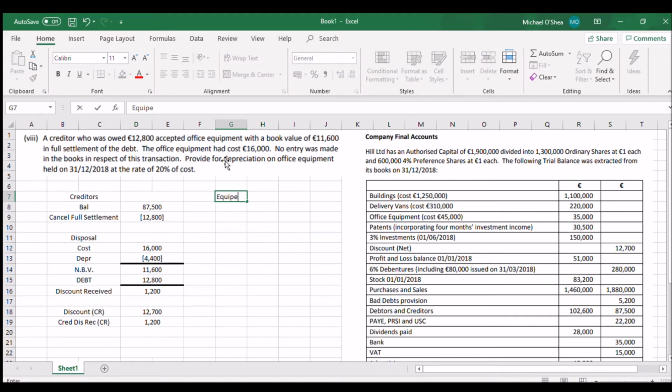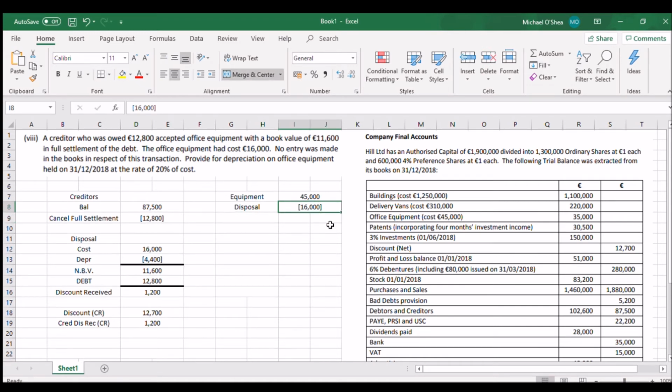Equipment, what was my equipment at the start of the year? Cost 45,000. We're dealing with cost when we deal with something like this. So 45,000 is my cost. Okay, so what happened next? We had a disposal. So the disposal, I'm going to take that out of cost, 16,000. That's now gone. So my equipment account, I have disposal of 16,000. That 16,000 is a negative figure. It's gone. So what's left in my equipment account? 45,000 minus 16,000 gives me 29,000. So I have 29,000 that's left.